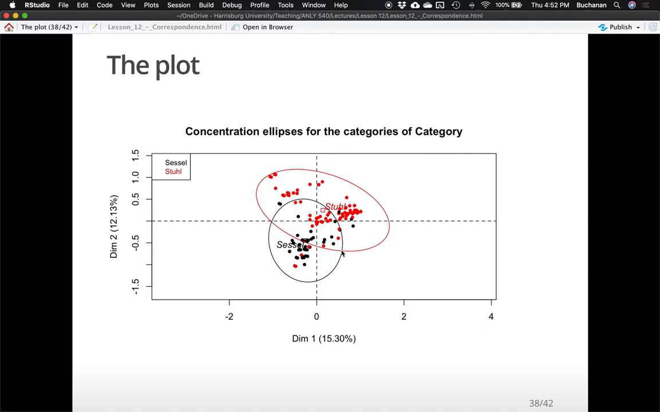But now I can tell that maybe these ones here in the middle are kind of ambiguous. So we could say that the ones that are in this overlapping region are items that could be classified either way.